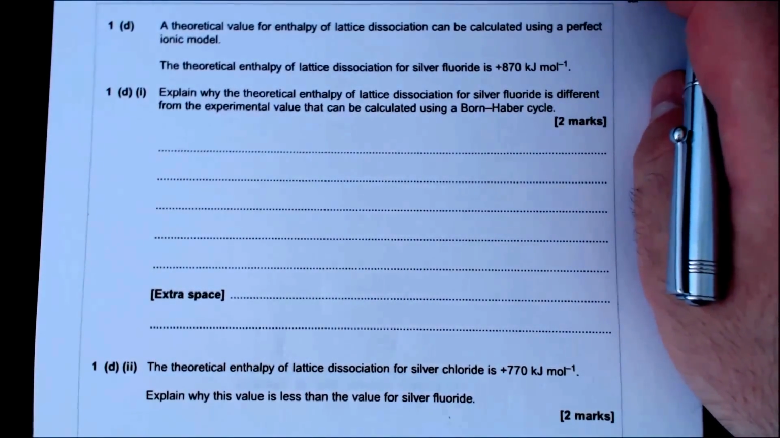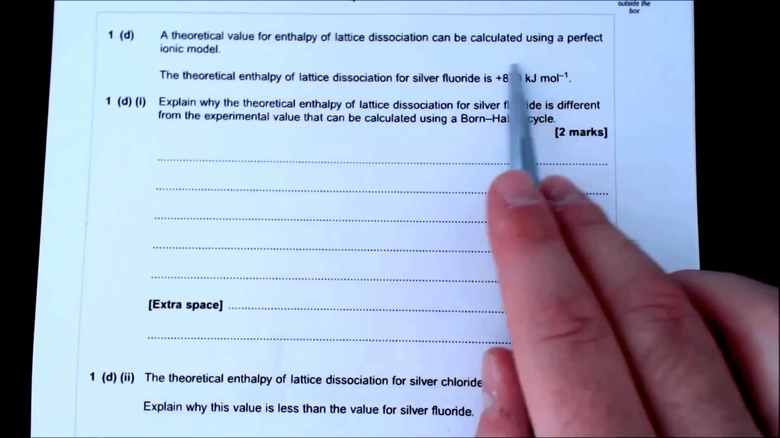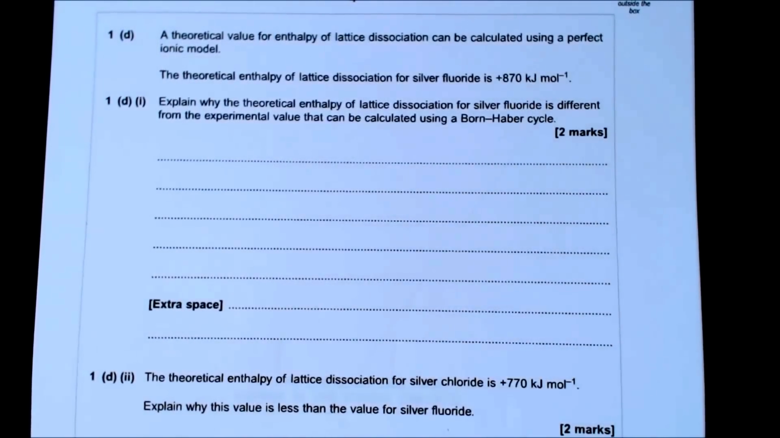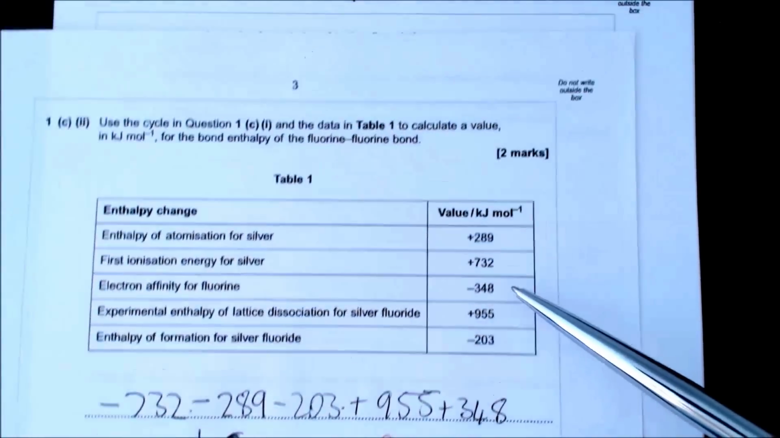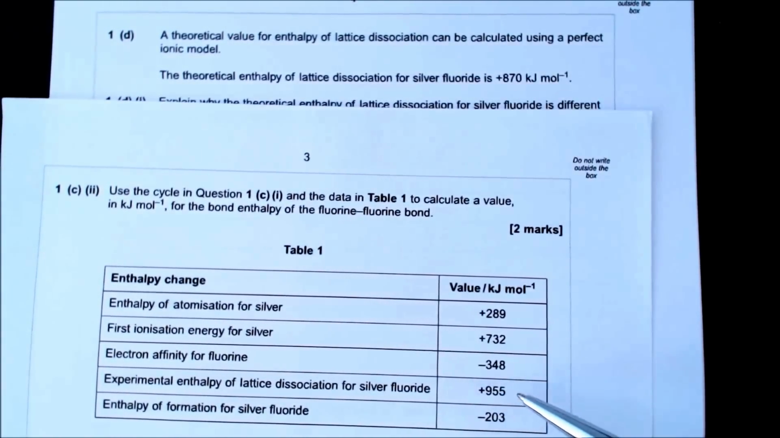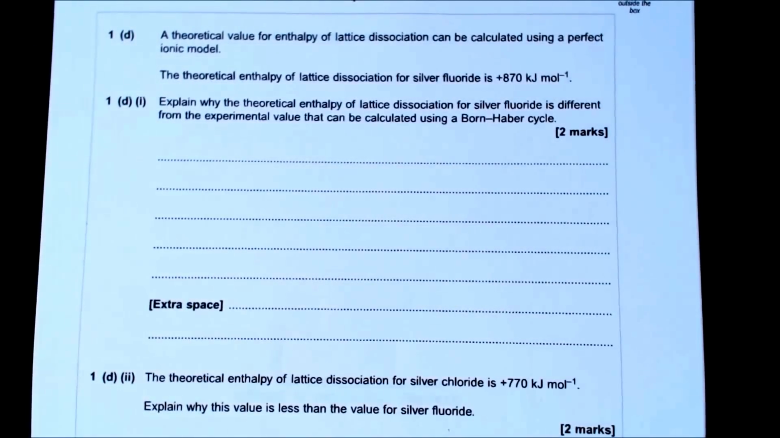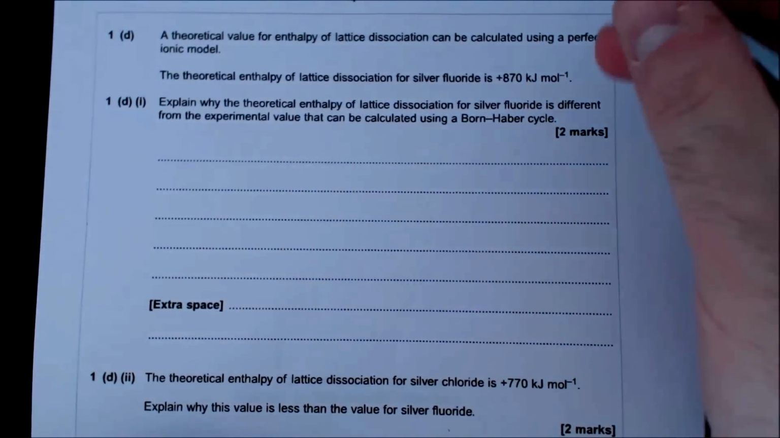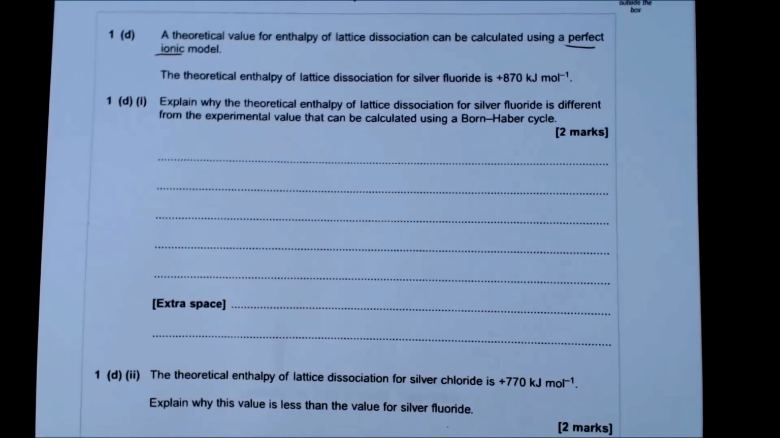Right, now what this is suggesting is that we have a theoretical value, so in theory we should have 870, but actually on our Born-Haber cycle, if I just bring back the data, the lattice dissociation entropy is actually 955. So this one's actually slightly higher than what it suggests in theory. So the reason for that is because we don't have a perfect ionic model, and this is what Born-Haber assumes.